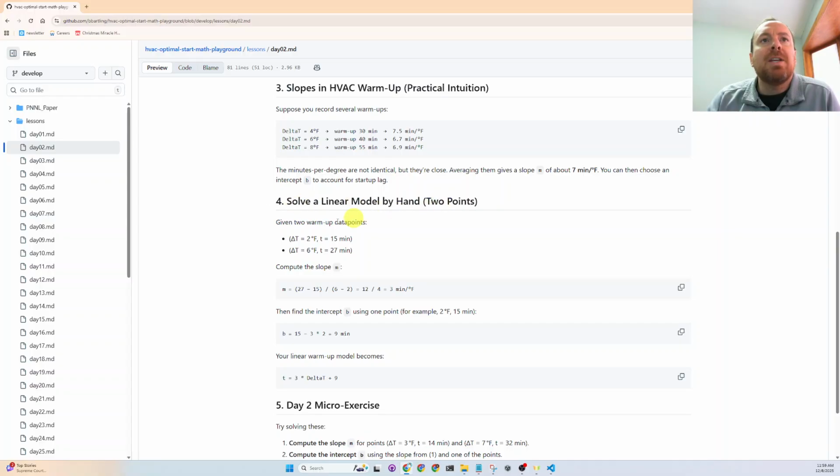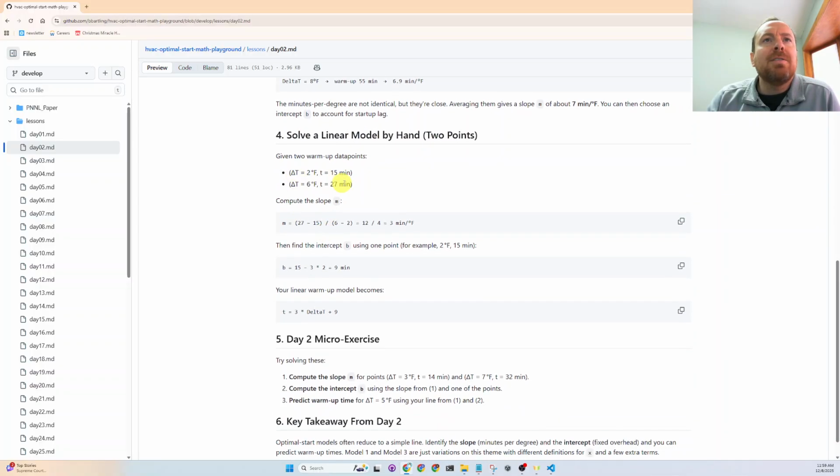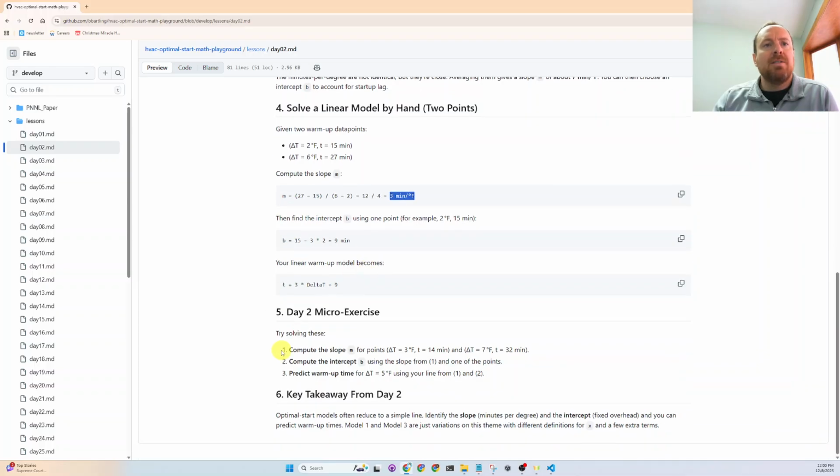Solve a linear model by hand for two points. I think in the micro lesson we'll get into a little bit of this. Calculate the slope, so we'll calculate the minutes per degree. If we were off by the zone set point by 3 degrees one day, it took 15 minutes to warm up, and let's say a different day we were off by 6 degrees and it took 27 minutes to warm up or cool the zone, that would equal minutes per degree. That kind of makes sense. All right, here we go.